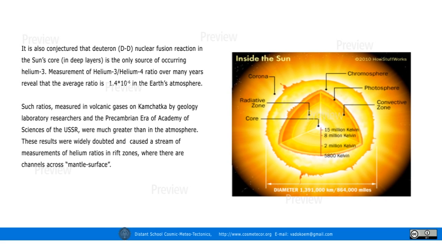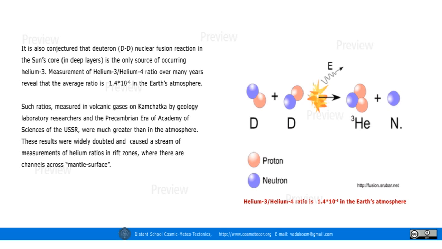It is also conjectured that deuteron DD nuclear fusion reaction in the Sun's core in deep layers is the only source of naturally occurring helium-3. The measurement of helium-3 and helium-4 ratio over many years reveals that the average ratio is approximately 1.4 times 10 to the minus 6 in the Earth's atmosphere. Such ratios, measured in volcanic gases on Kamchatka by researchers of the geology laboratory and the Precambrian laboratory of the Academy of Sciences of the USSR, were much greater than in the atmosphere. These results were widely doubted and caused a stream of measurements of helium ratios in rift zones, where there are channels across the mantle surface.